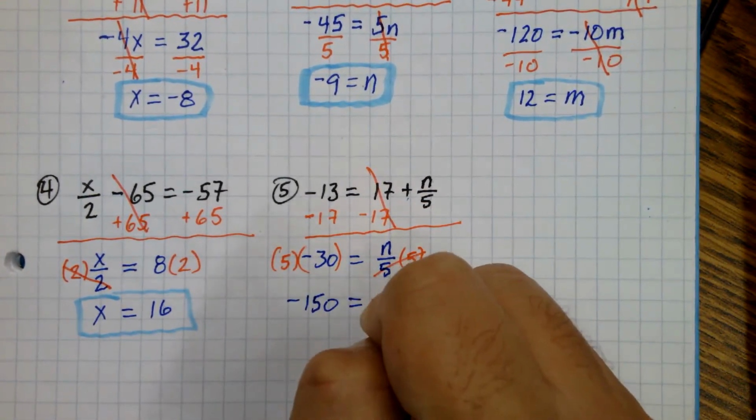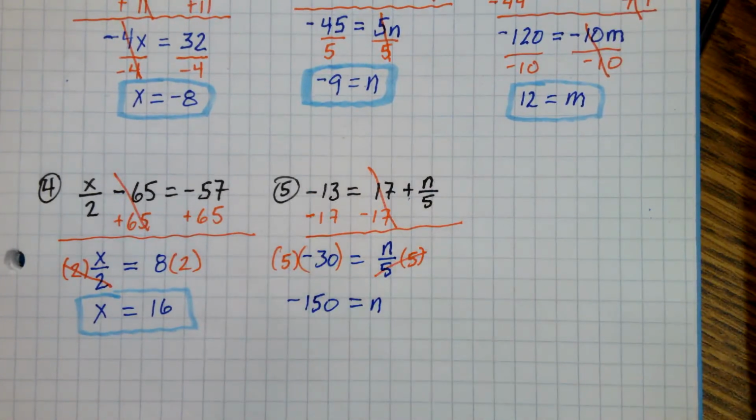And that is what n is. In order for that whole math sentence to be true, it only works if n is negative 150.